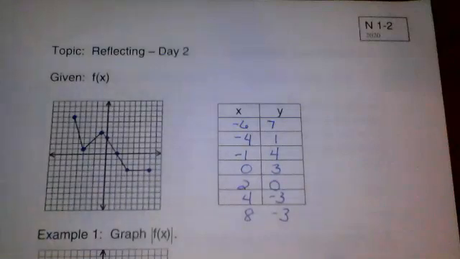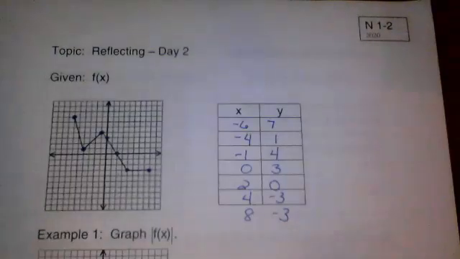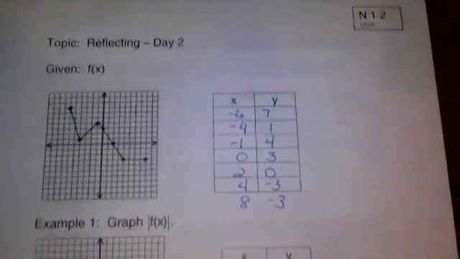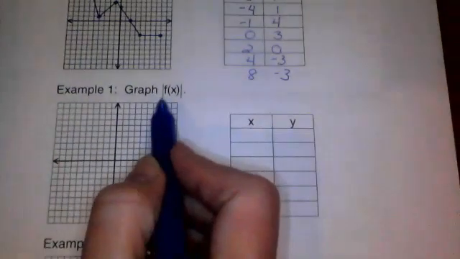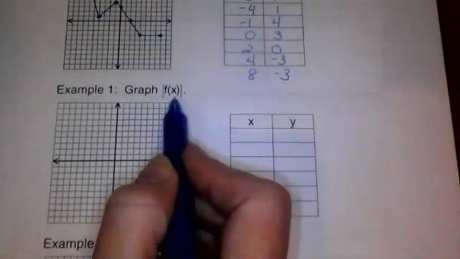All right, so we're going to use those points, and I'm going to actually slide the original graph up and down so we can see them beside the example that we're working on. And so our first example says that they want us to graph the absolute value of that function.